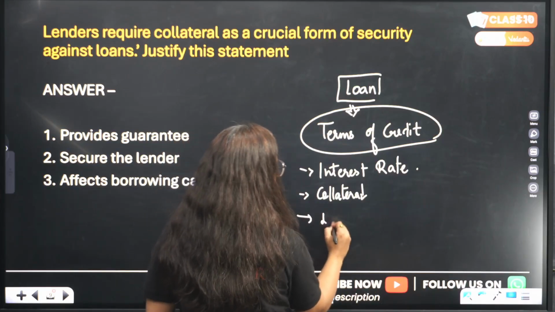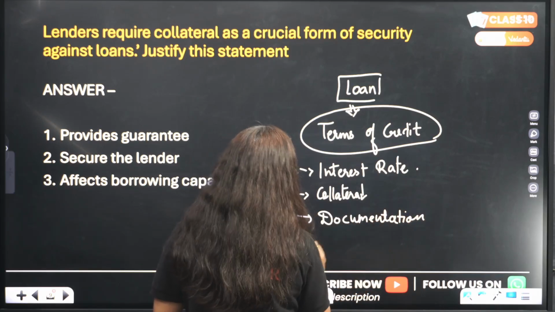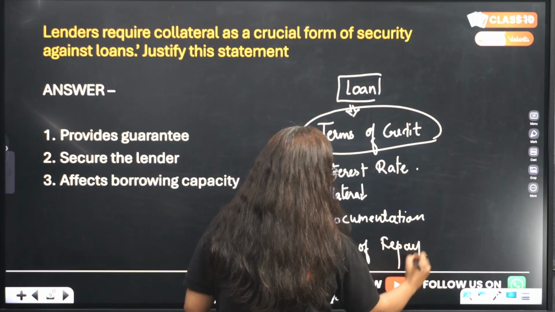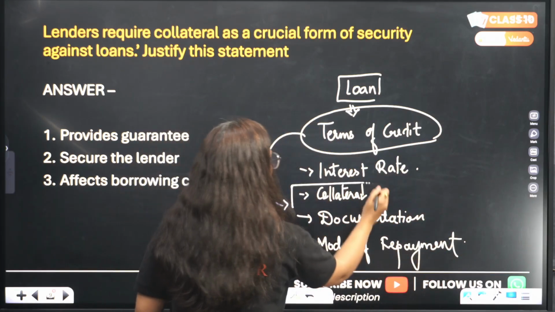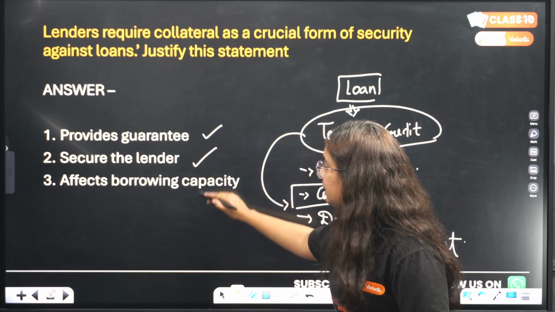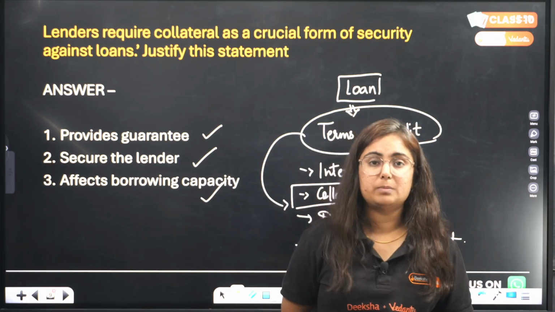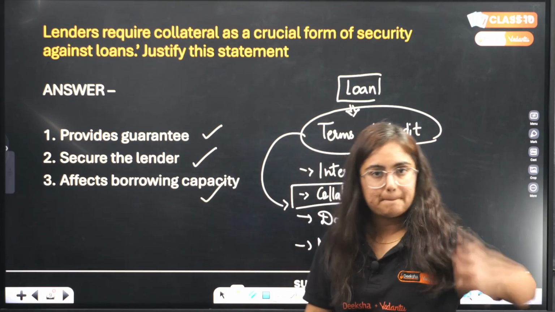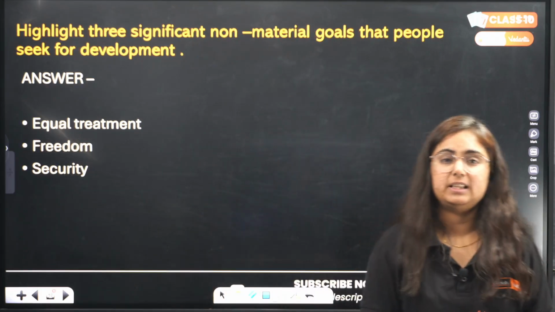Other than that, they will require certain basic documentation, and lastly the mode of repayment, how you are going to repay the loan. Why am I talking about that? Because you understood that whenever you want a loan, you have to keep collateral. The question asks what is the need to keep that? It provides guarantee, secures the lender, affects borrowing capacity. As I explained, you will write the answer in a good manner using these keywords, explaining them in detail. Done. Very good. Chalo. Next question.